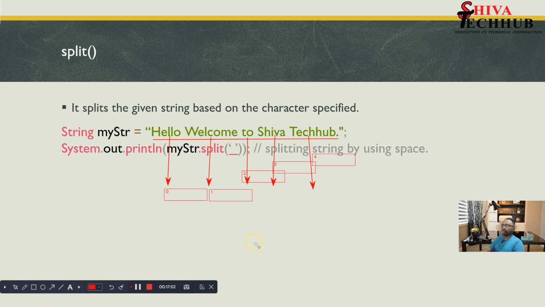Now if you try to print, for example, my str of, for example, 2, right? So this will return you with 2. So this will be printed. Now if you try to print my str of 3, then this will be printed. So this is how we need to understand the split function in Java.